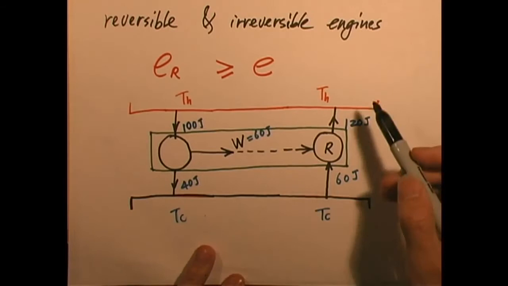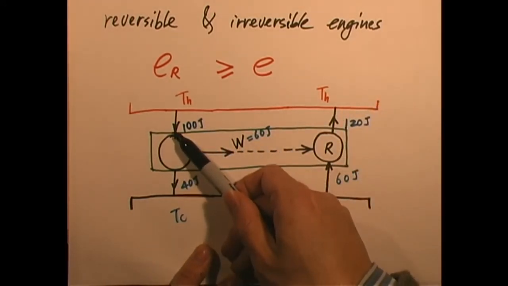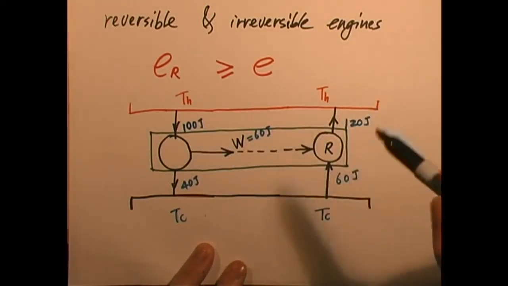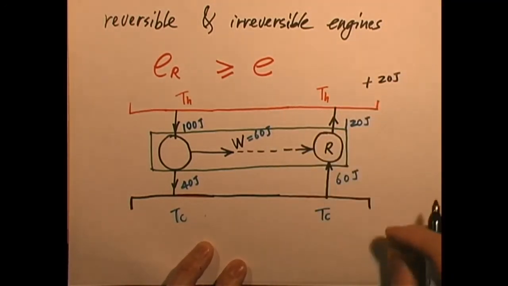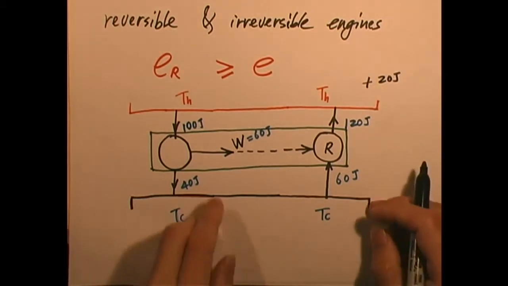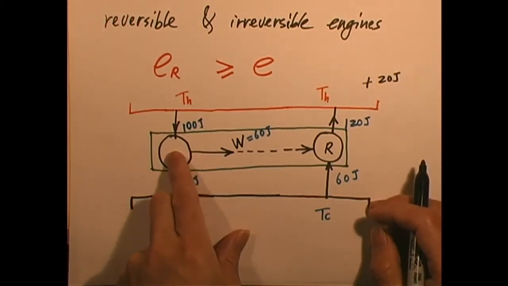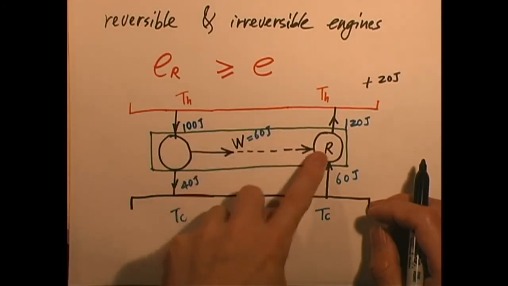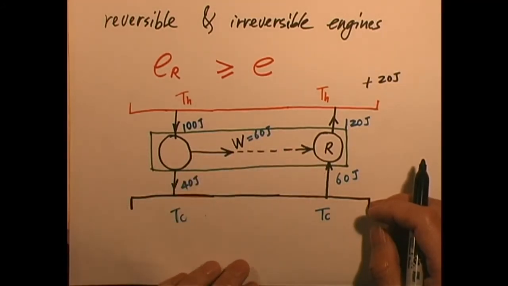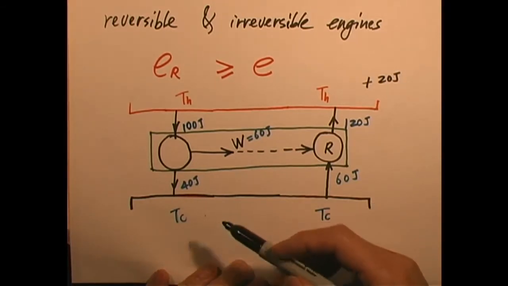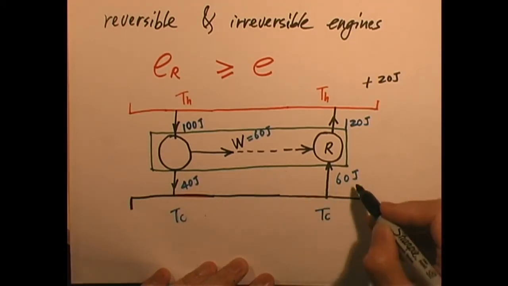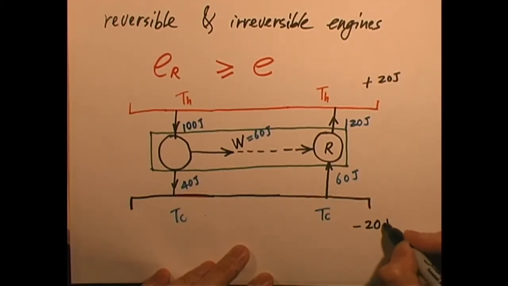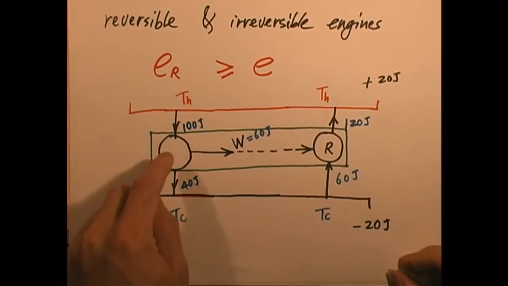Well, it took 100 joules from high temperature source, but returned 120 joules. So overall, the high temperature source gained what? 20 joules, right? Meanwhile, as far as work is done, it generates 60 joules from this side and uses that 60 joules to do something else. So nothing really happened to the engine. The engine just goes back to itself. Now what about the low temperature source? The low temperature source got 40 joules, but then somebody took 60 joules out of it, so the low temperature source lost 20 joules.